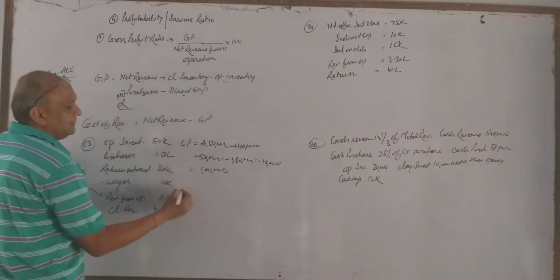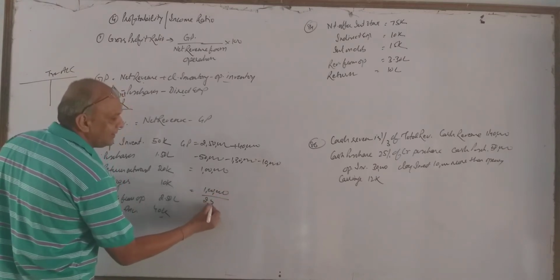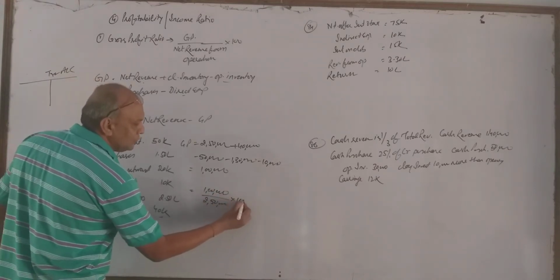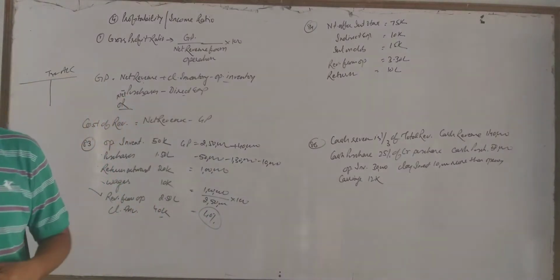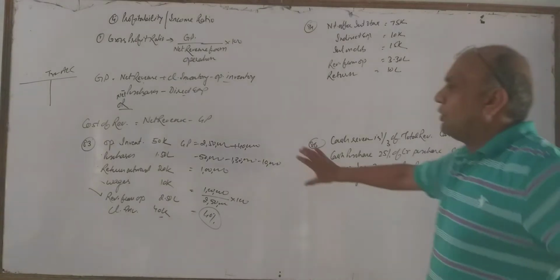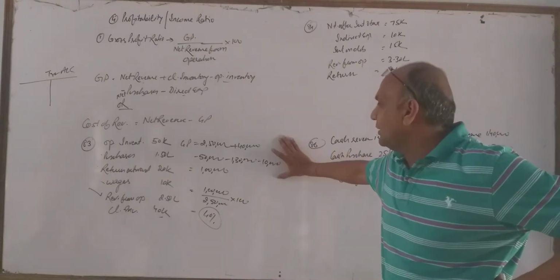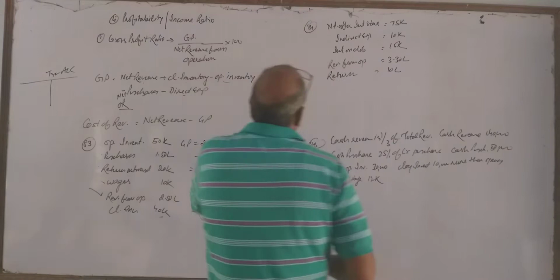Apply the formula: 1 lakh divided by net revenue from operation into 100 is equal to 40%. So what is our GP percentage? 40% of our sale we are earning in the form of gross profit. I think you understood. The topic is very easy. Let us take one more sum.